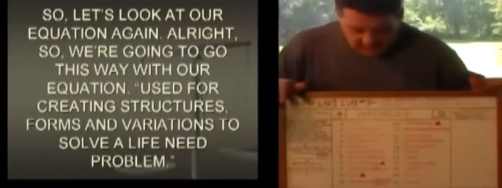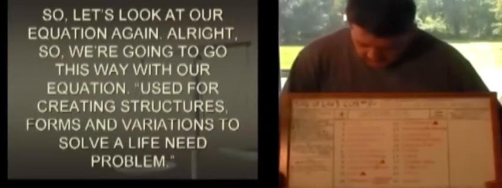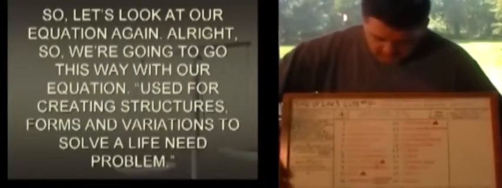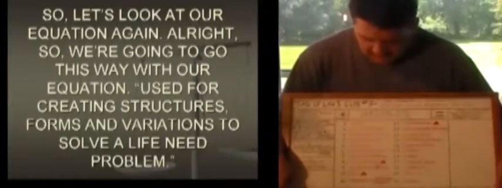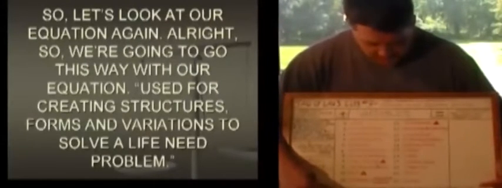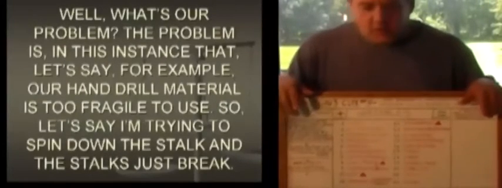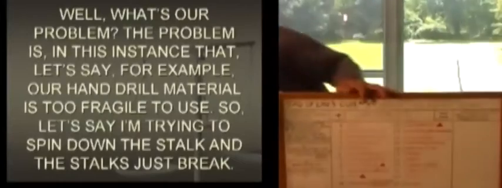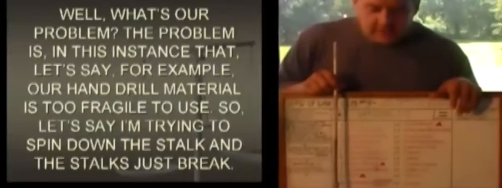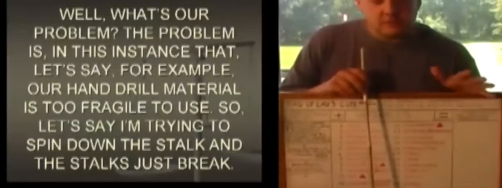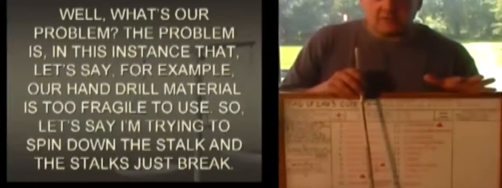So let's look at our equation again. We're going to go this way with our equation, used for creating structures, forms, and variations to solve a life need problem. Well, what's our problem? Our problem in this instance is, let's say, for example, our hand drill material is too fragile to use. So let's say I'm trying to spin down the stalk and the stalks just break.